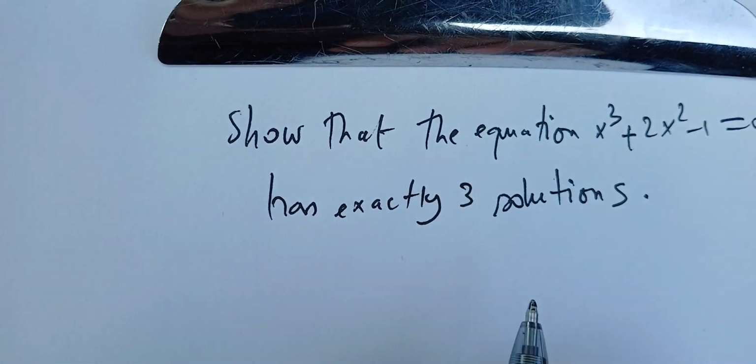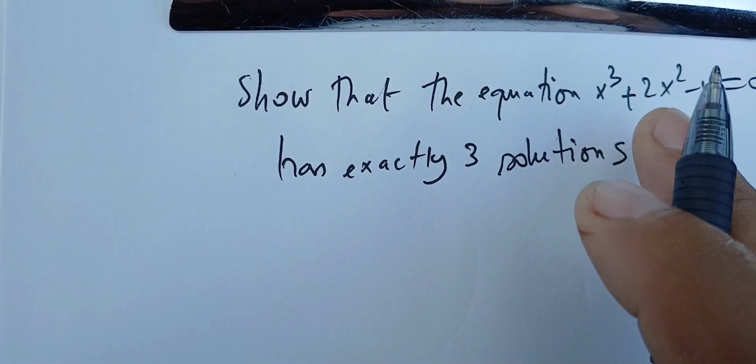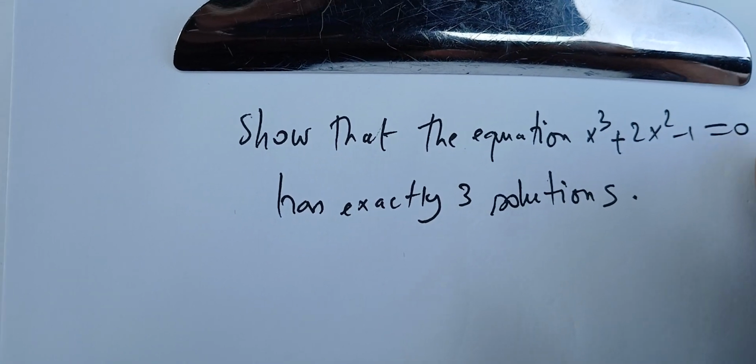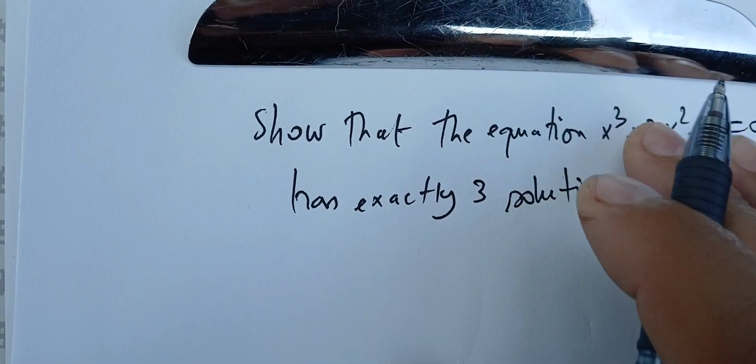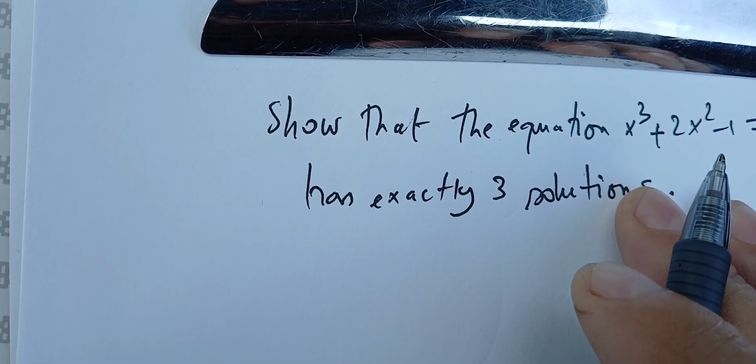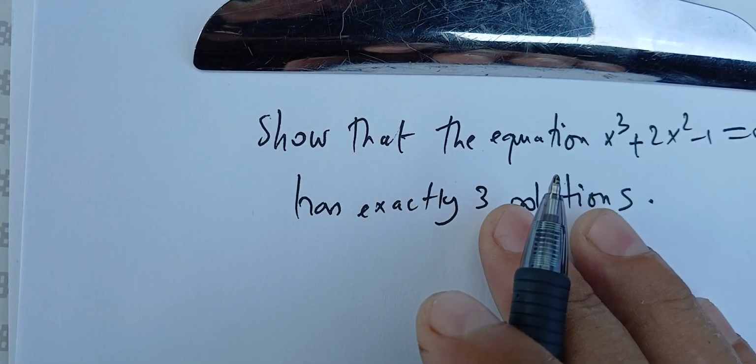Let's solve the following equation: x cubed plus 2x squared minus 1 equals 0. So we want to prove that this equation has exactly 3 solutions. Okay, we can do this.